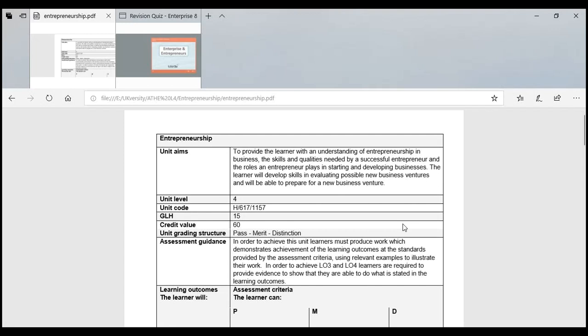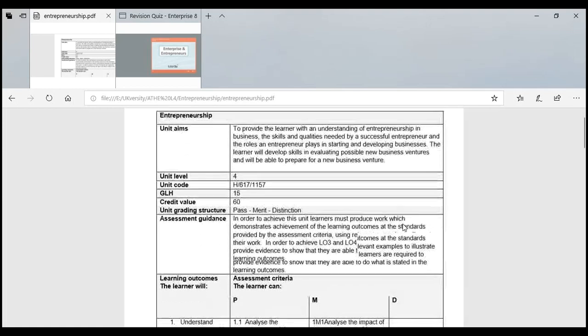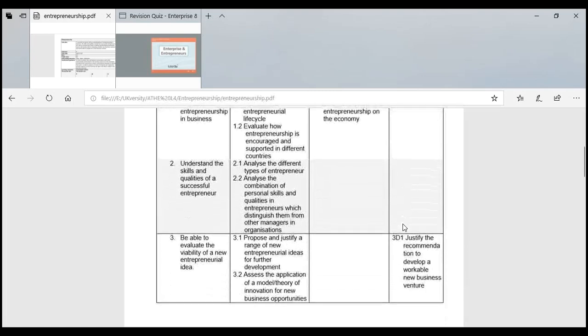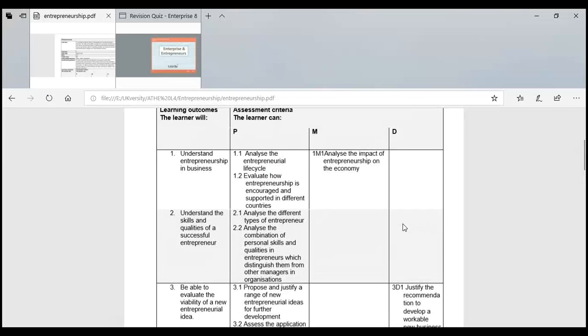So entrepreneurship. This unit will provide learners with an understanding of entrepreneurship in a business, and what sort of skills and qualities are needed by a successful entrepreneur. If you want to be a business person, be your own boss, what sort of key skills are required to be successful? All this will be in this module, and we have 3 learning outcomes.